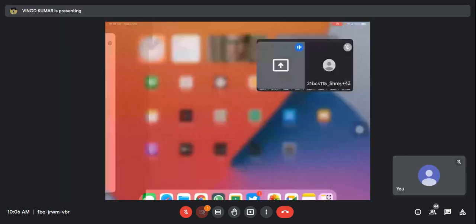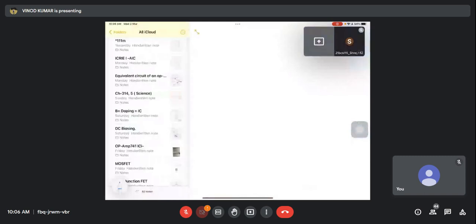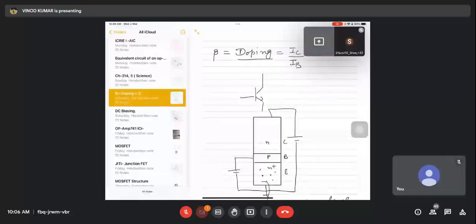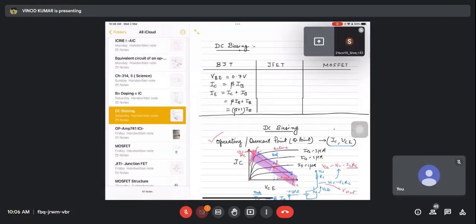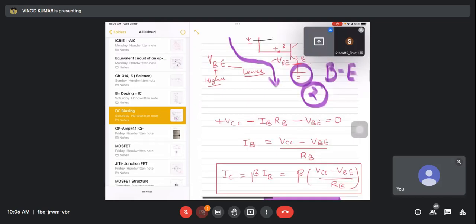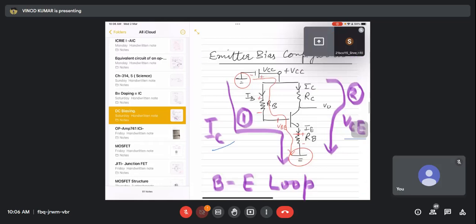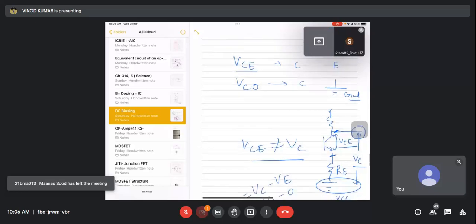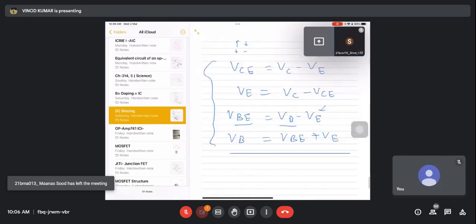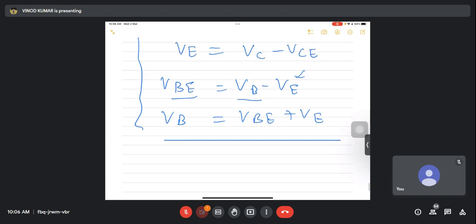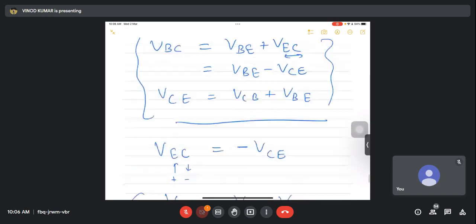So, in the last class, we discussed the BJT, its DC biasing. We talked about operating points and various biasing techniques: emitter bias, fixed bias, and voltage divider biasing, which is the best one. The purpose is that the operating point should be independent of beta. That is what our purpose is.